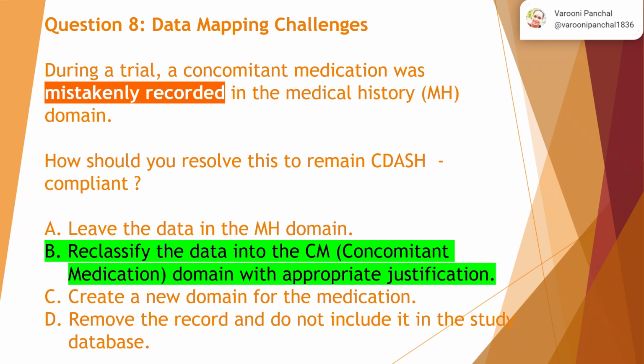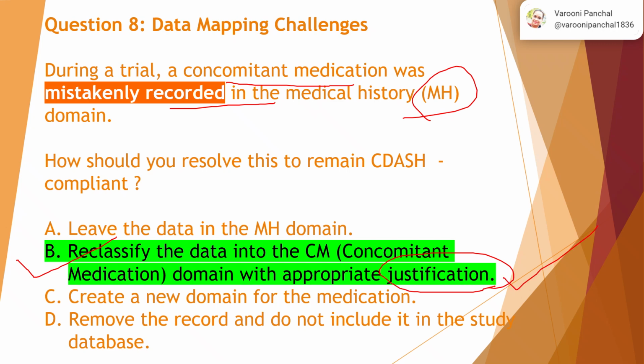Question 8. Data mapping challenges. During a trial, a concomitant medication was mistakenly recorded in the medical history MH domain. How should you resolve this to remain CDASH compliant? Now you have to reclassify that record into the CM concomitant medication domain, provided with proper justification. If a concomitant medication was mistakenly recorded, that is fine. Humans can make mistakes, but you have to reclassify it with appropriate justification.